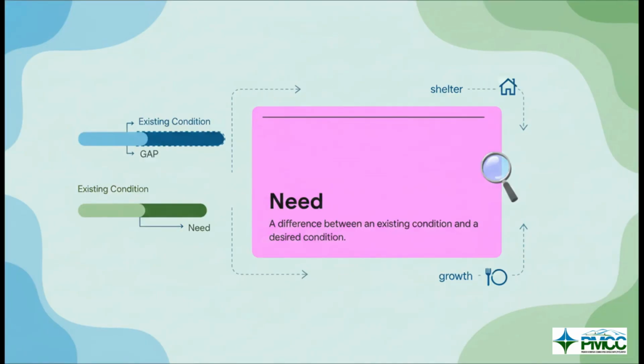So what is a need? It's simply the difference, the gap between an existing condition and a desired condition. Think about a low-income family. The existing condition might be an income so low that they can't secure adequate shelter or nutrition. The desired condition? Having that safe shelter and good food. The gap between those two realities? Well, that is the need. It's not just a vague feeling, it's a quantifiable discrepancy that we can actually measure.